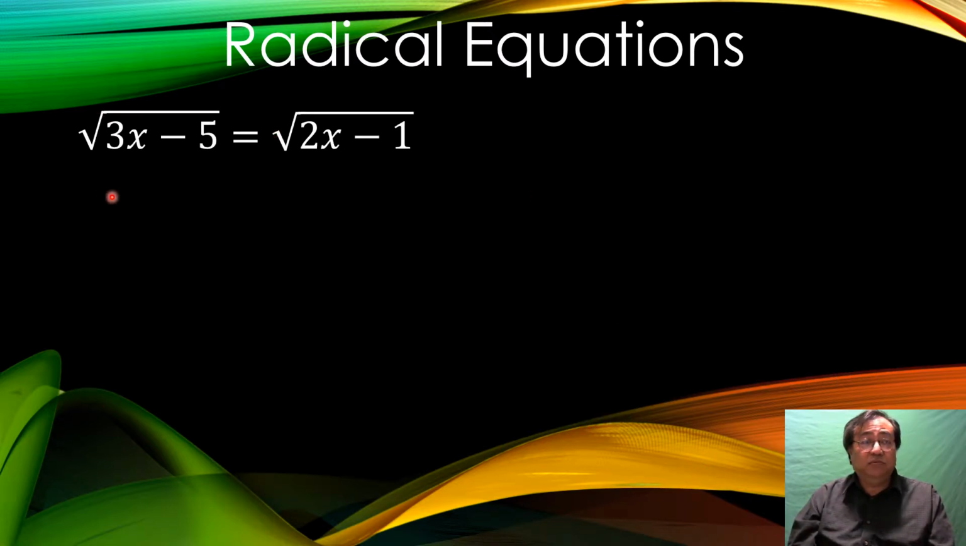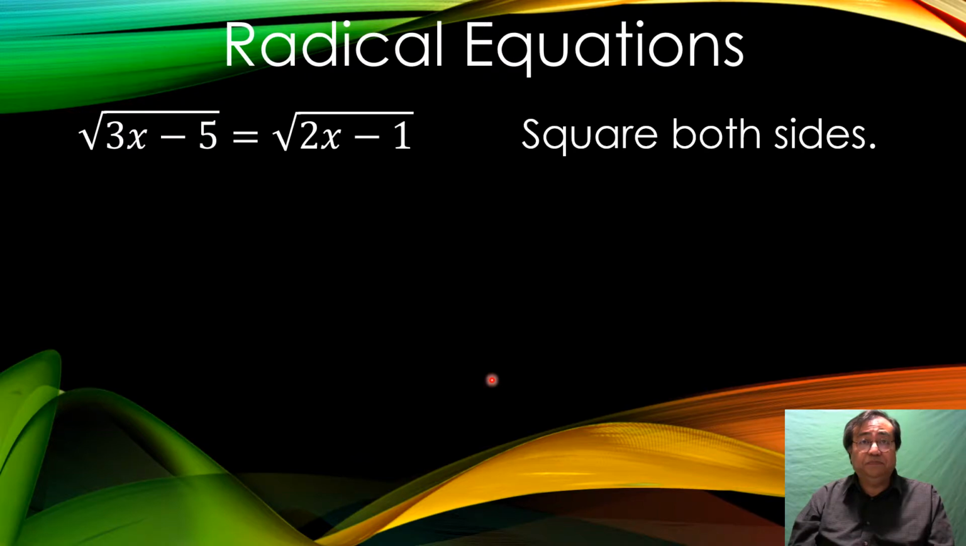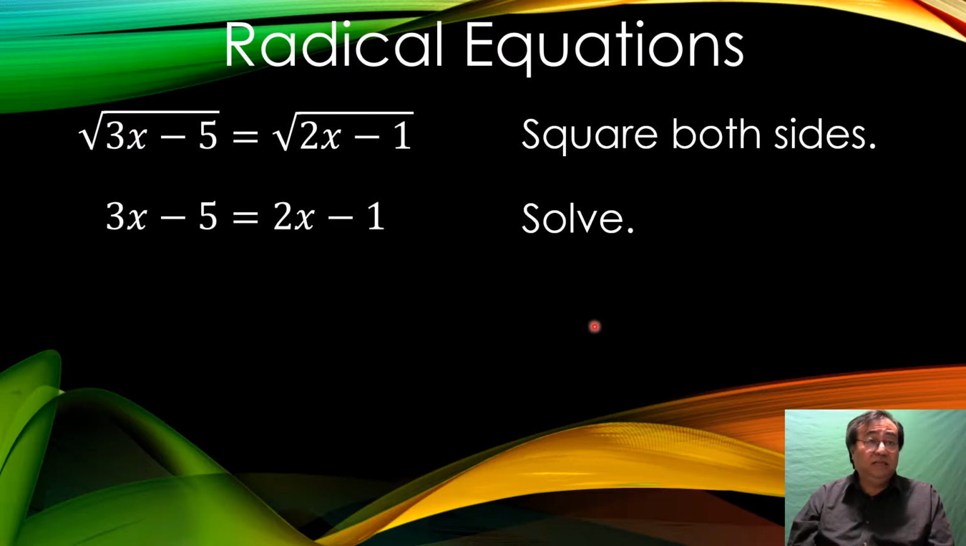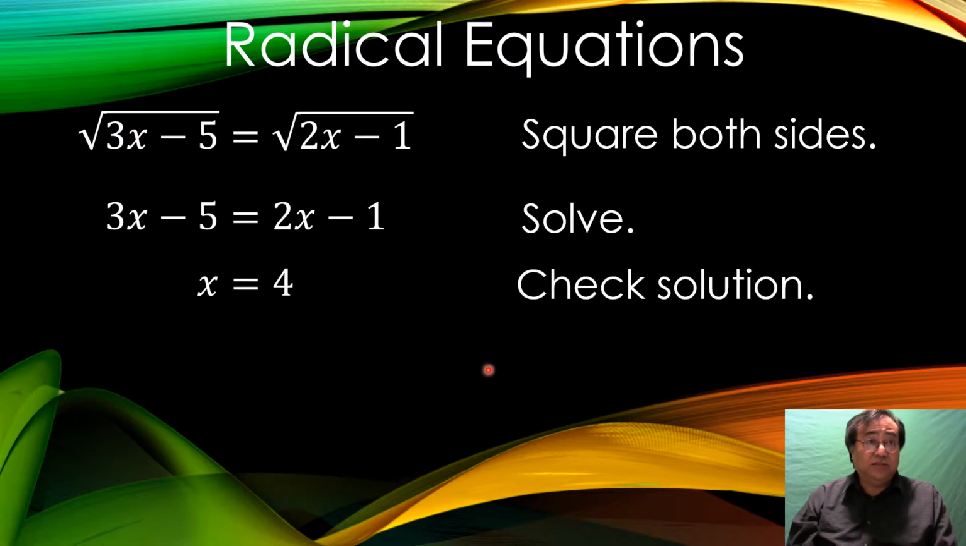Here's another example. You have a square root on both sides. Square both sides. In fact, this is relatively simple. The square roots go away, and I just set the insides equal to each other and solve it. You get x equals 4. 3 minus 2 is 1, so you have x over here. Negative 1 plus 5 is 4. That's it. Check the answer.